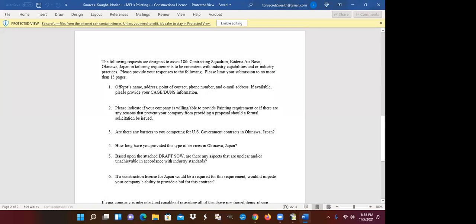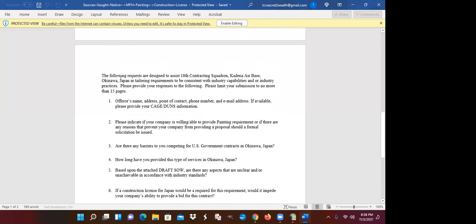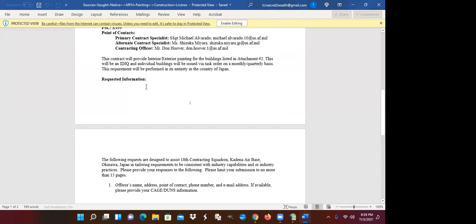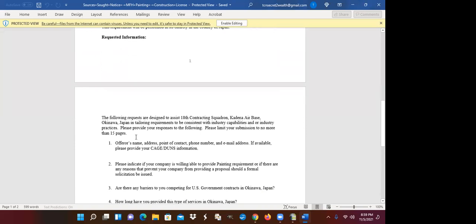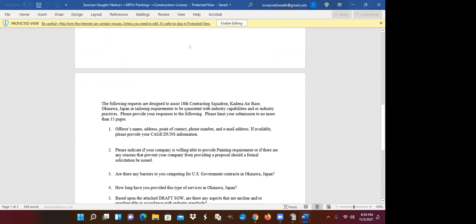Yep. But right here, when it's requesting the information, this is important. They're telling you all of them are just about going to work the same. They're telling you the following requests are designed to assist the 18th Contracting unit at that Air Force base over there in Japan. It's tailoring requirements to be consistent with industry capabilities or industry practices. Please provide your responses to the following. Please limit your submission to no more than 15 pages.